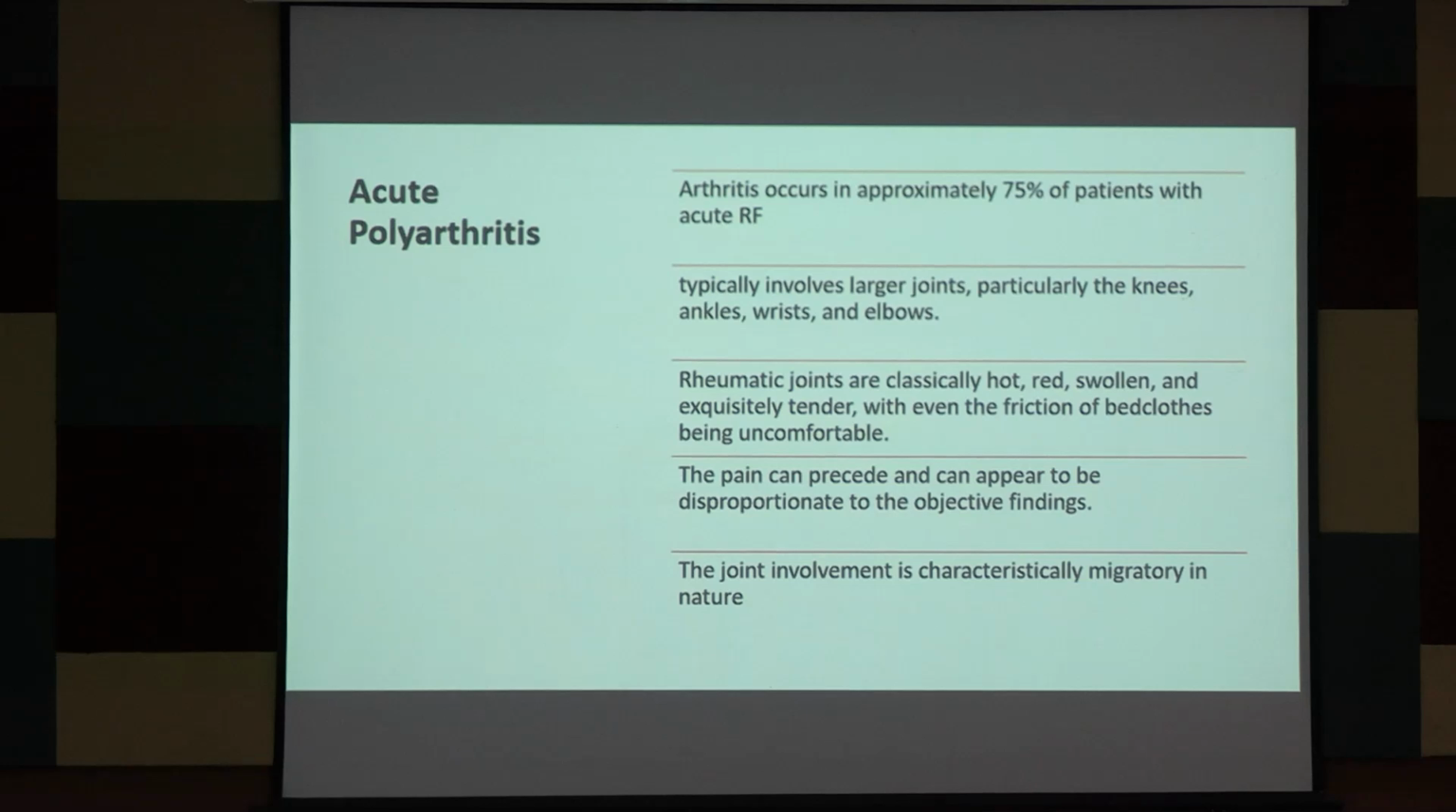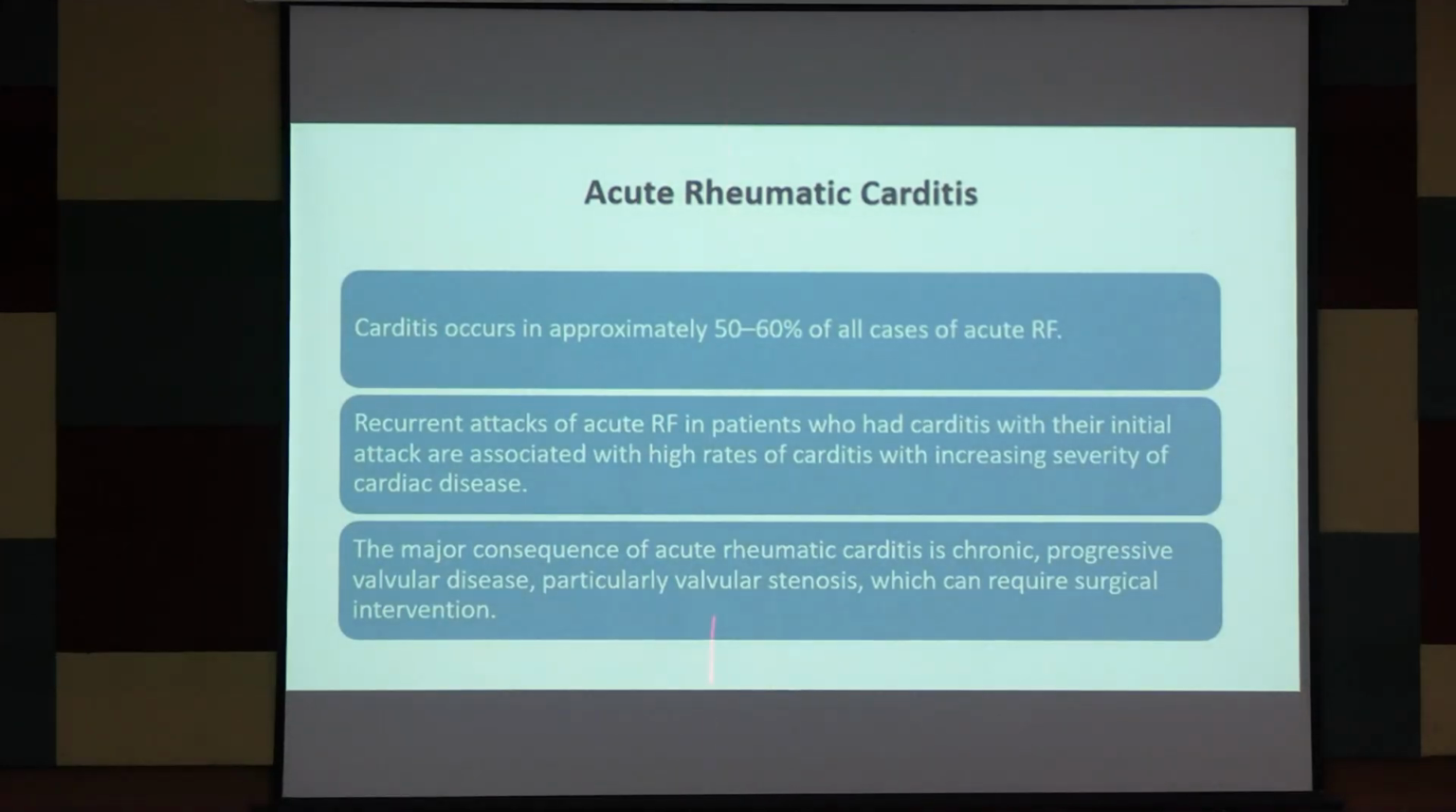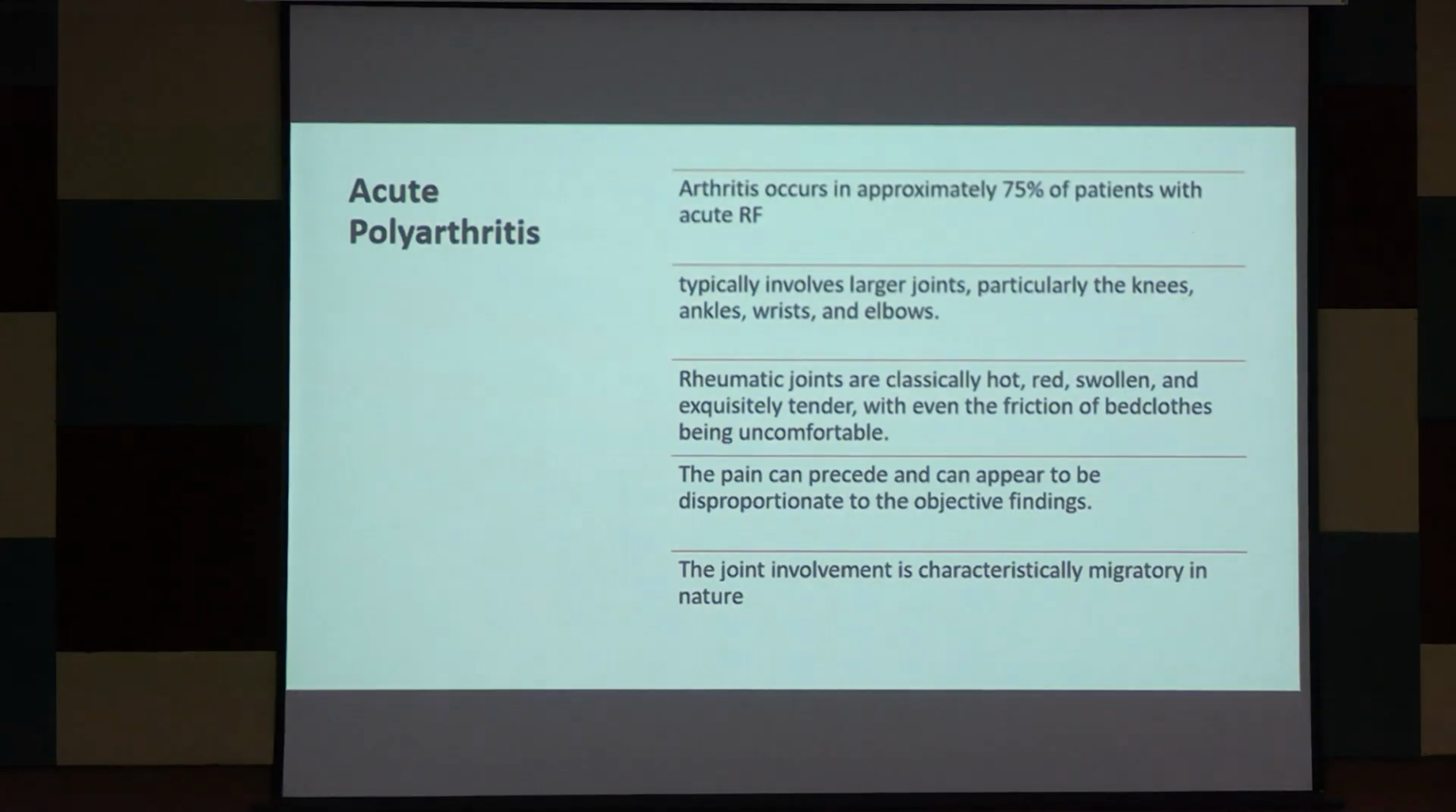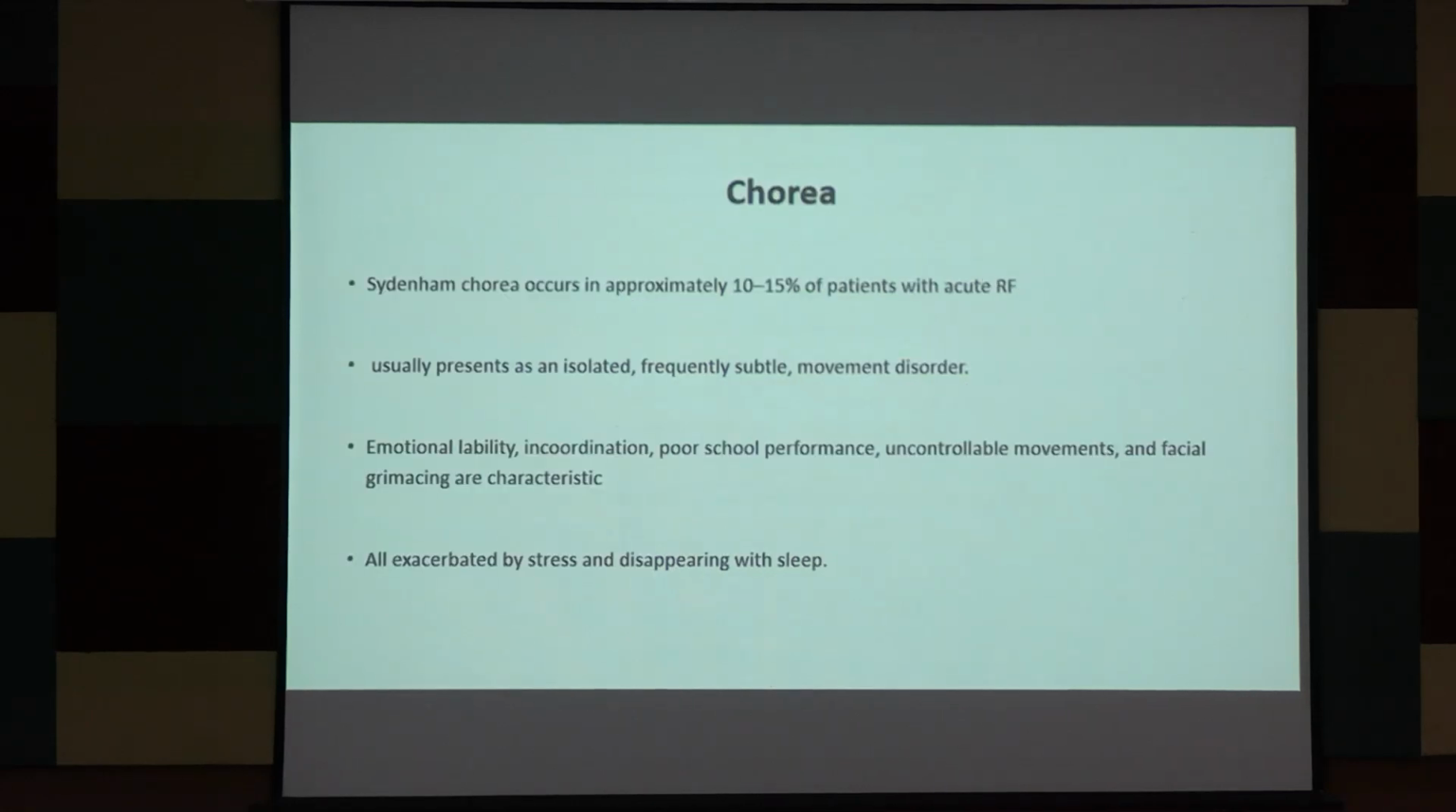These are the consequences of rheumatic fever, and I have discussed this. Polyarthritis, we have discussed the same thing, so we should not mention it again. Chorea is important. Chorea is not present in all these cases, only 10 to 15% of cases will get chorea. It is also called Saint Vitus's dance.